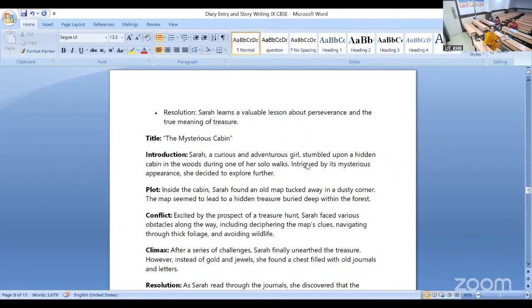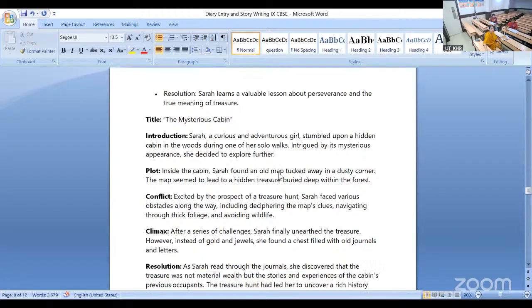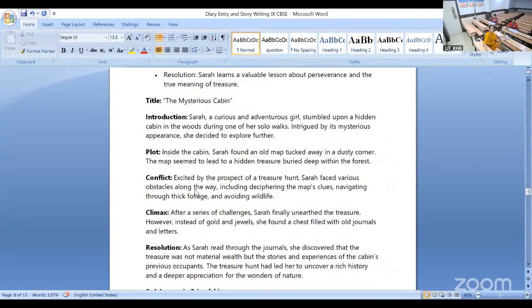Sarah, a curious and adventurous girl, stumbled upon a hidden cabin in the woods during one of her solo walks. Intrigued by its mysterious appearance, she decided to explore further. Inside the cabin, Sarah found an old map tucked away in a dusty corner. The map seemed to lead to a hidden treasure buried deep within the forest. Excited by the prospect of a treasure hunt, Sarah faced various obstacles along the way, including deciphering the map's clues, navigating through thick foliage, and avoiding wildlife.